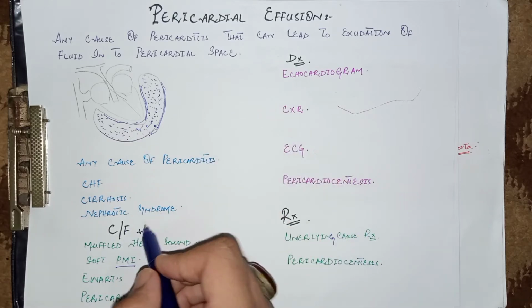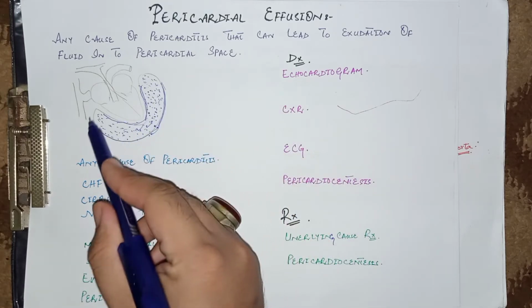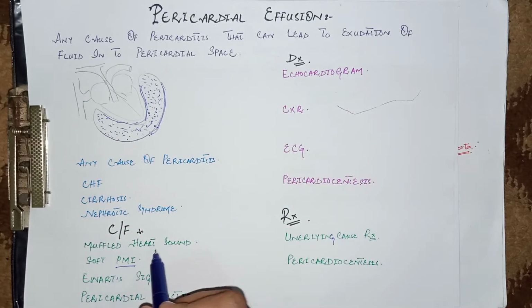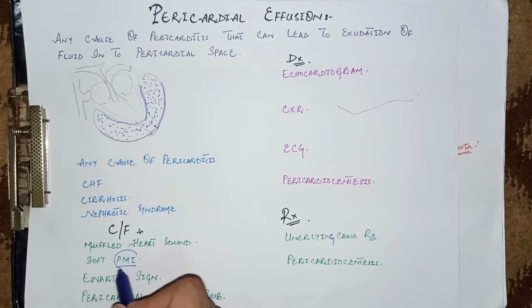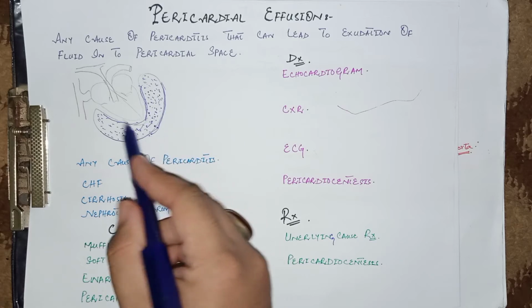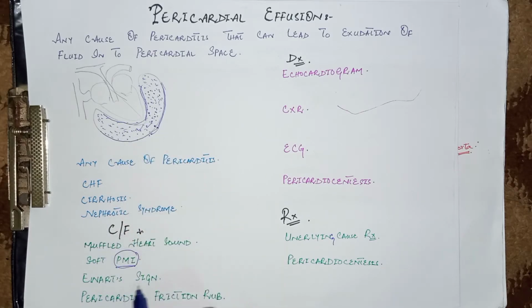Now come to the clinical features. Outside the heart there is a fluid accumulation. Due to the fluid accumulation outside the heart, there is a muffled heart sound in these patients, and there is a soft point of maximal impulse, that is, a soft cardiac apex beat. The Ewart sign is another clinical feature which is very important. It means that on percussion there is dullness at the base of the left lung. This dullness on percussion may be due to compression by the pericardial fluid. If the base of the left lung is compressed by this pericardial fluid, then this is called Ewart's sign.